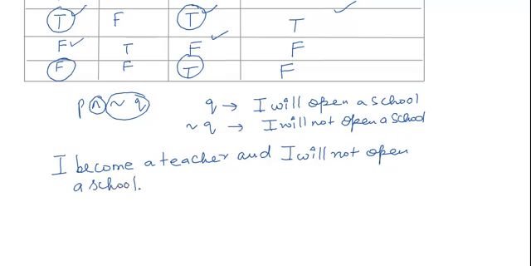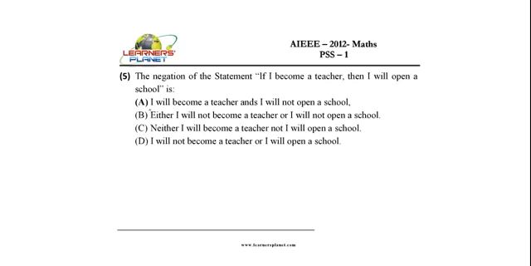Let's check which is the correct option. I will become a teacher and I will not open a school. That's the statement A. So for the fifth question, it's this first option that is the correct one.